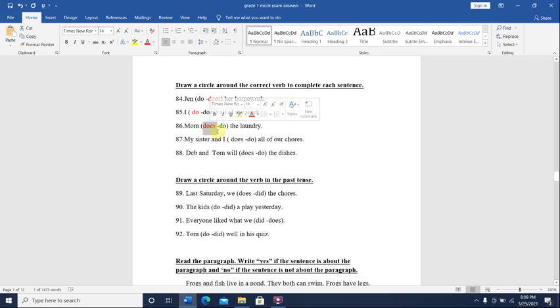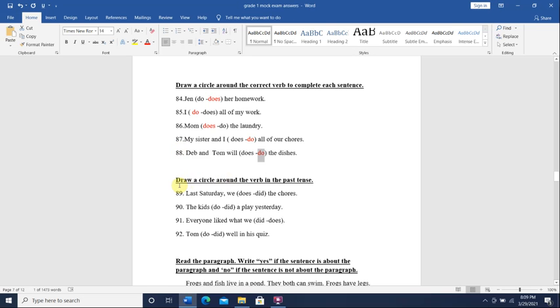Mom does the laundry. My sister and I does or do all of our chores. Here, the sentence has I, but the sentence talks about two people, my sister and I. So we will choose do because the sentence is about two people, not only because it begins with I. Okay? So, my sister and I do all of our chores because it's about more than one person. Deb and Tom will do the dishes. Why do I choose do? Because the sentence is about two people, Deb and Tom.